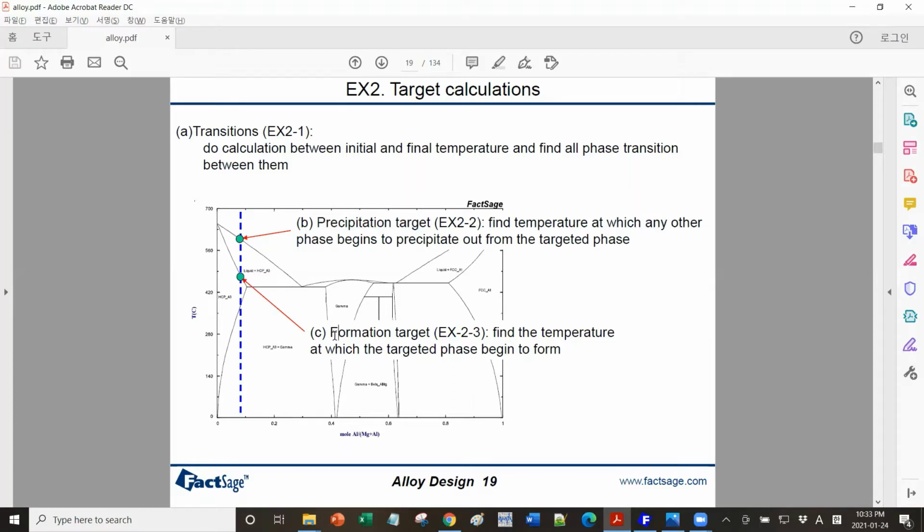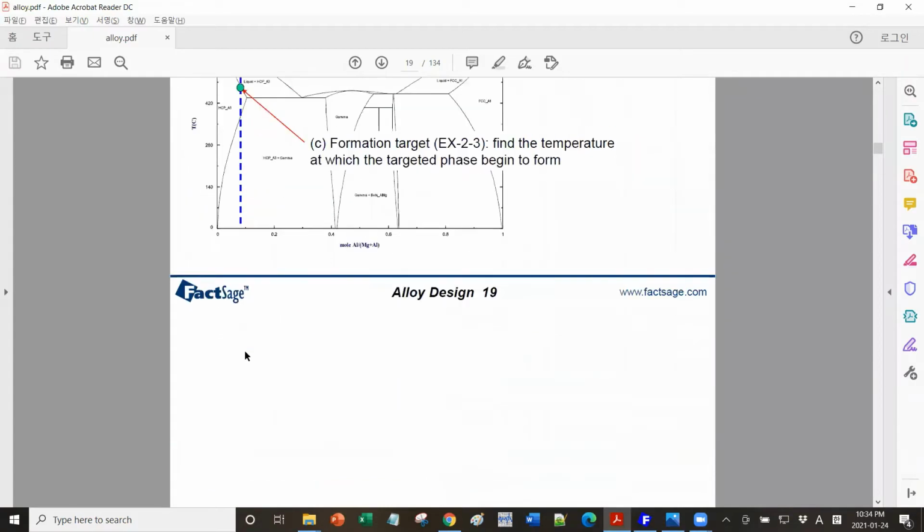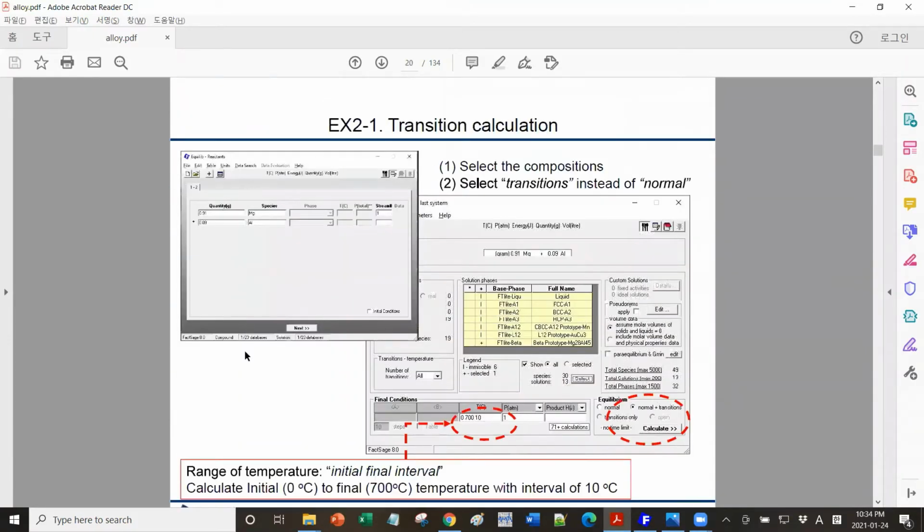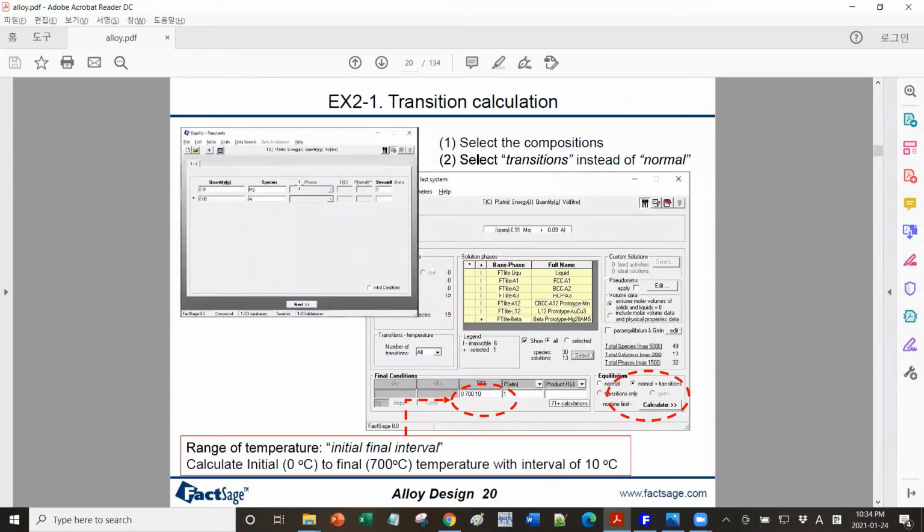The last one is formation target temperature. Find the temperature at which the target phase begins to form. In this condition, it means the solidus temperature. In example number 2, we will use the magnesium-aluminum binary system and also use gram.